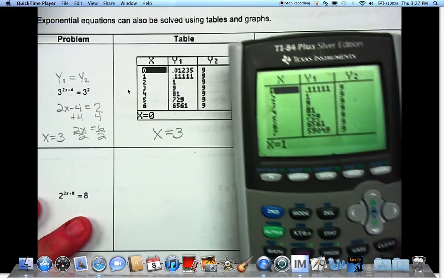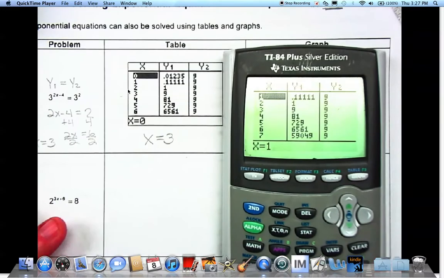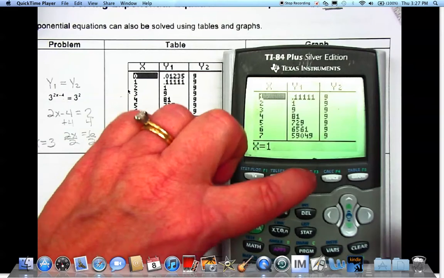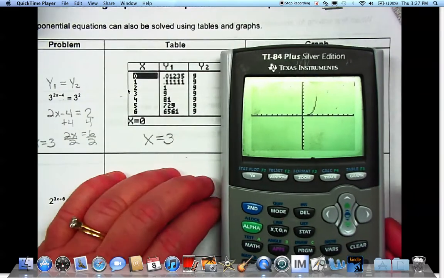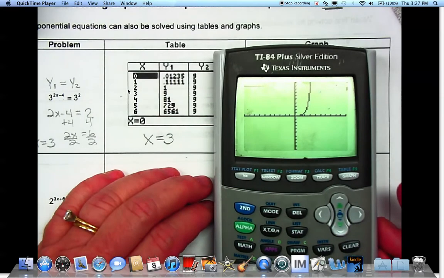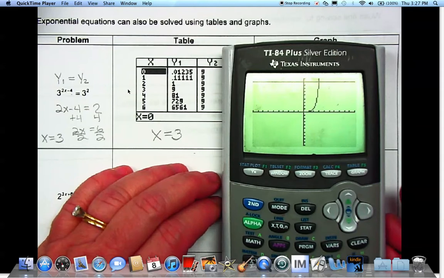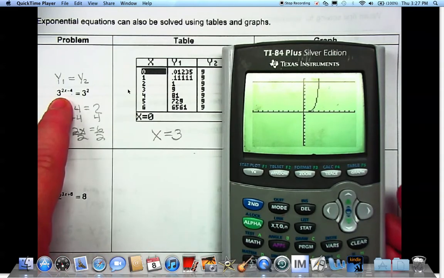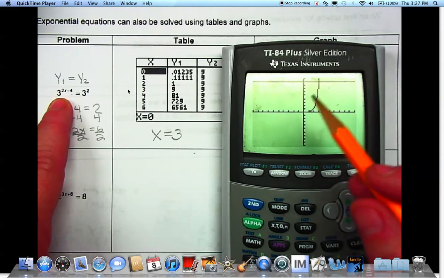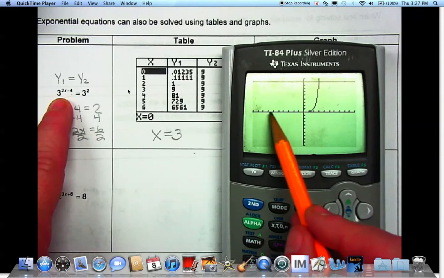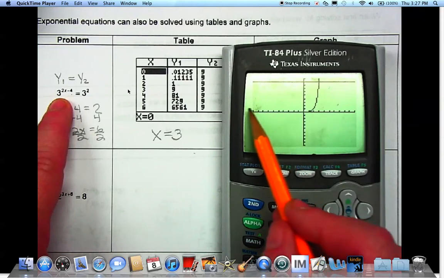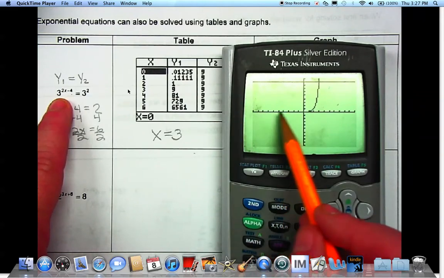Now let's try the graph. I don't like their graph, we're going to do our own graph. I want you to go to Zoom 6. And from now on, you just have to push graph, but it takes a while to load. Which one is Y1? Which one is 3 to the 2x? The curved one. That's what an exponential looks like. It doesn't actually touch the x-axis, it just comes alongside it down here, and it goes on forever to the left, but it never goes below the x-axis.